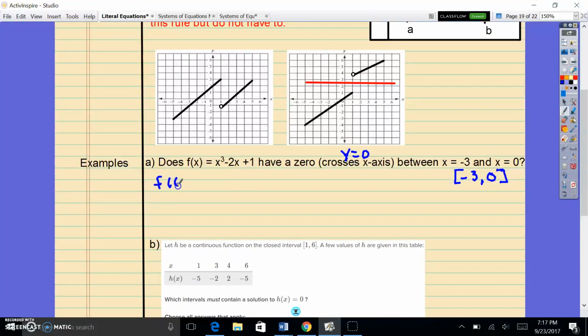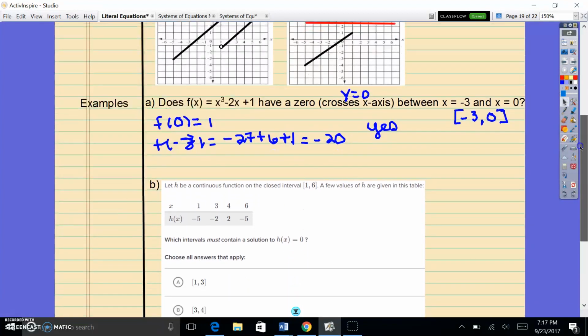So let's say I plug in f of 0. You can see that that's going to give us a +1. And f of -3, that's going to give us -27 plus 6 plus 1. And that's going to be -21 plus 1, so -20. So because at -3 we were below the x-axis at -20, and then at 0 we're above, that means that between -3 and 0, this function must have crossed the x-axis at least once. We don't know where, but we know that it crossed once.